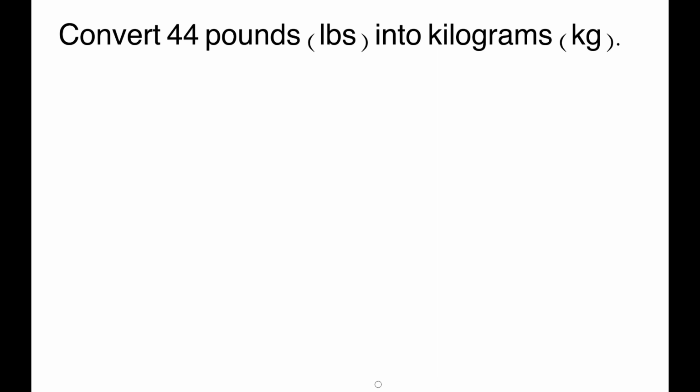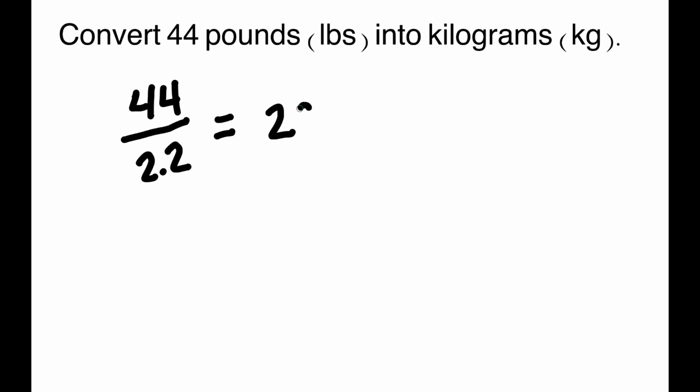So let's go through some examples. The first example, we'll take 44 pounds and convert it into kilograms. In order to do so, we would take our 44, using our formula from before. We want to divide that by 2.2, and what you get is a nice and easy rounded 20 kilograms.